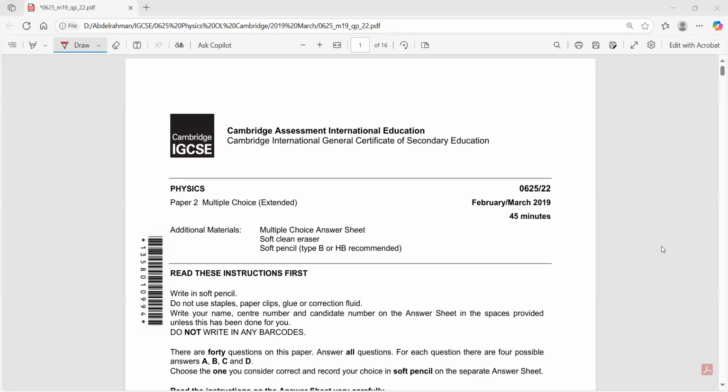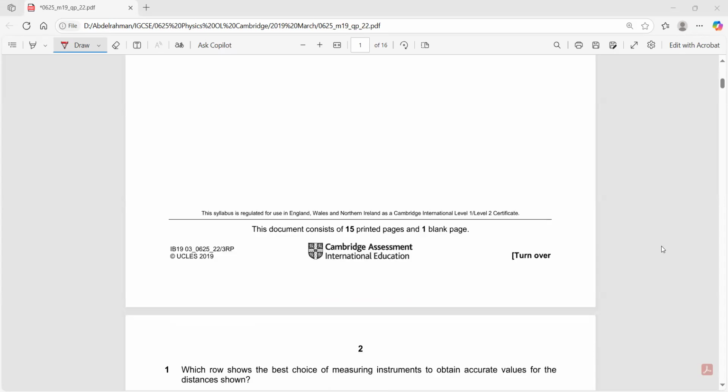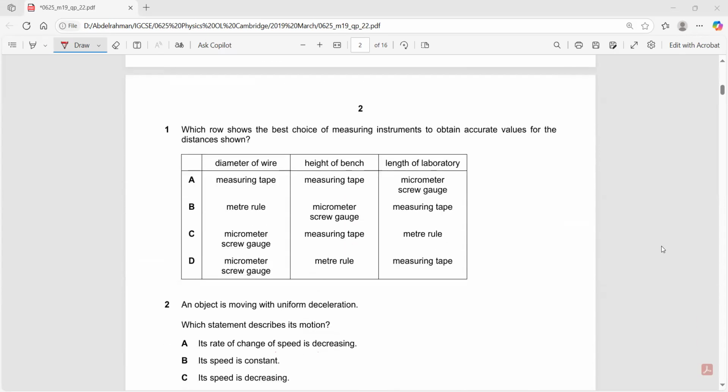March 2019, paper 2, variant 2. Question 1 is cancelled. Micrometer screw gauge has been removed.